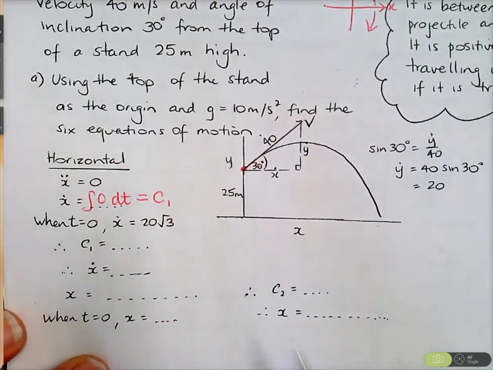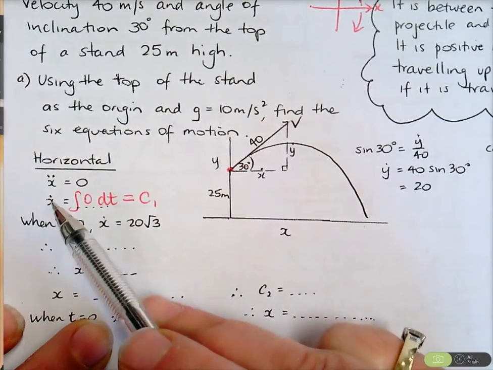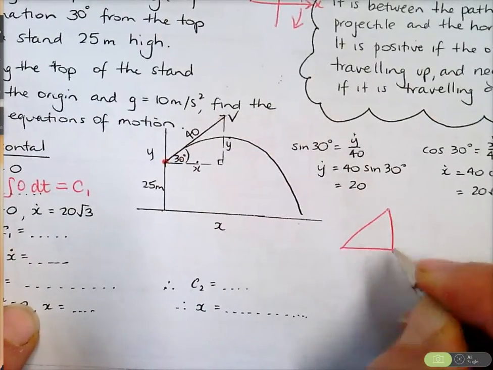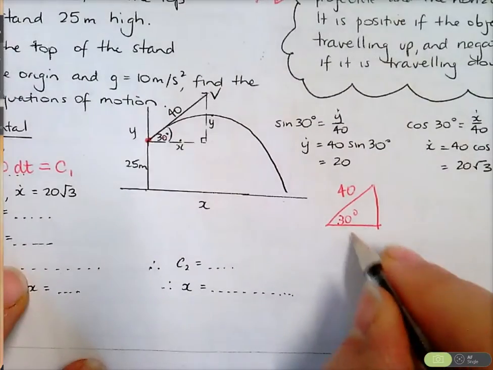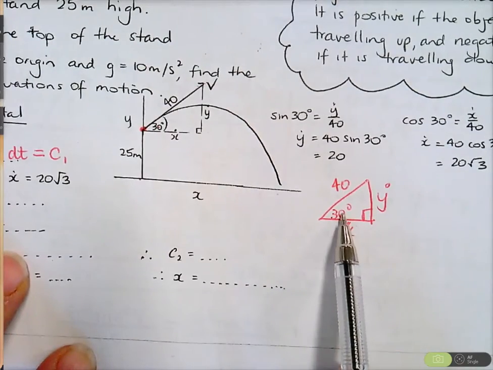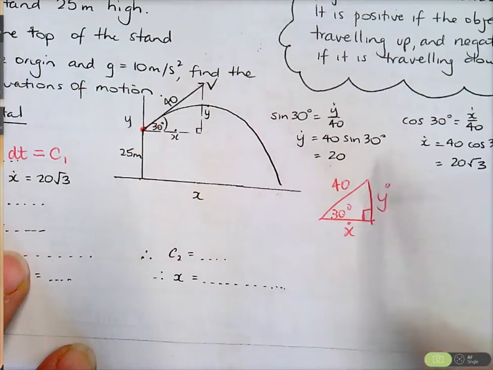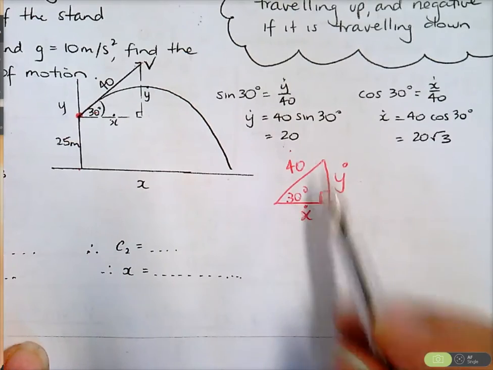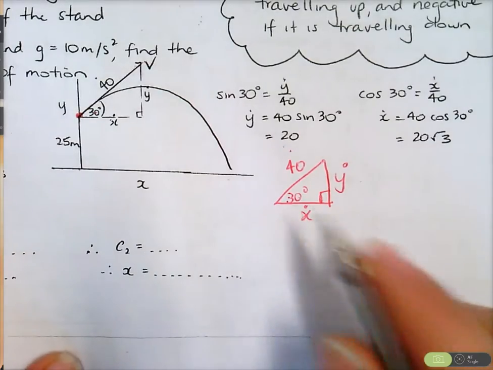We'll call it c1. Now, let's look at our original equations. Remember, x dot is velocity. So you draw an original velocity triangle, and what do we have? 30 degrees, 40 meters per second, x dot, y dot. Sine 30 is y dot on 40, therefore y dot is 40 times sine 30, which is 20. So girls, you only draw this triangle for velocities, only for velocity.